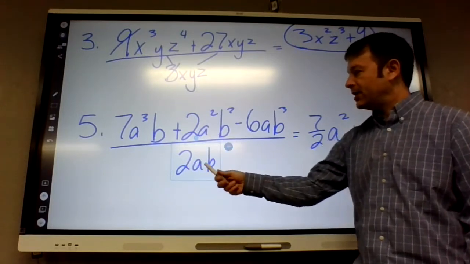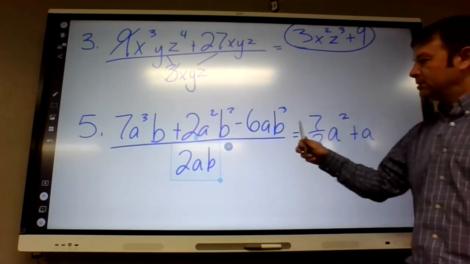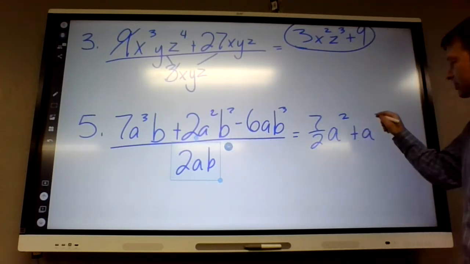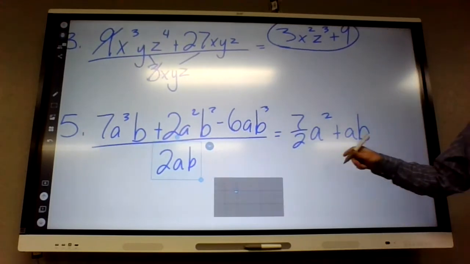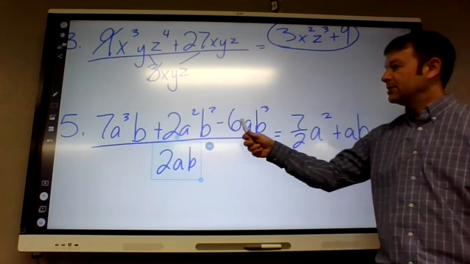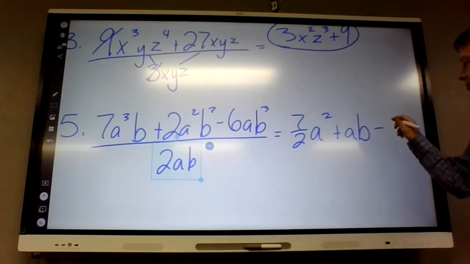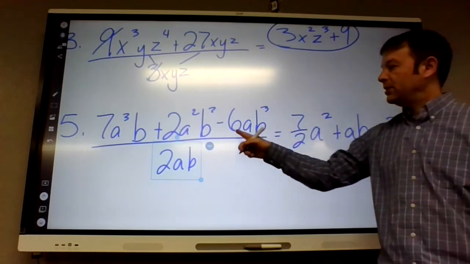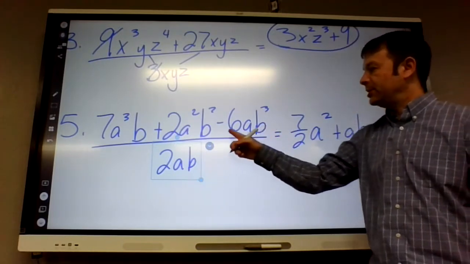A squared divided by A, A. B squared divided by B, B. Then there's a minus on this third term, so minus 6 divided by 2. A divided by A, gone. B cubed divided by B.